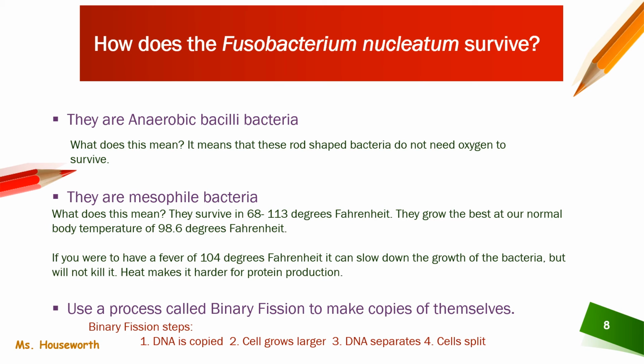Fusobacterium nucleatum uses a process called binary fission to make copies of themselves. The binary fission steps are: Step 1, DNA is copied. Step 2, cell grows larger. Step 3, DNA separates. Step 4, cells split.